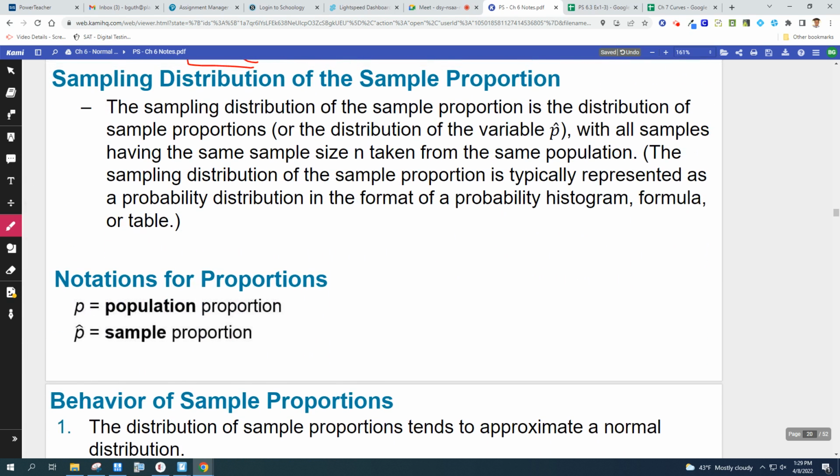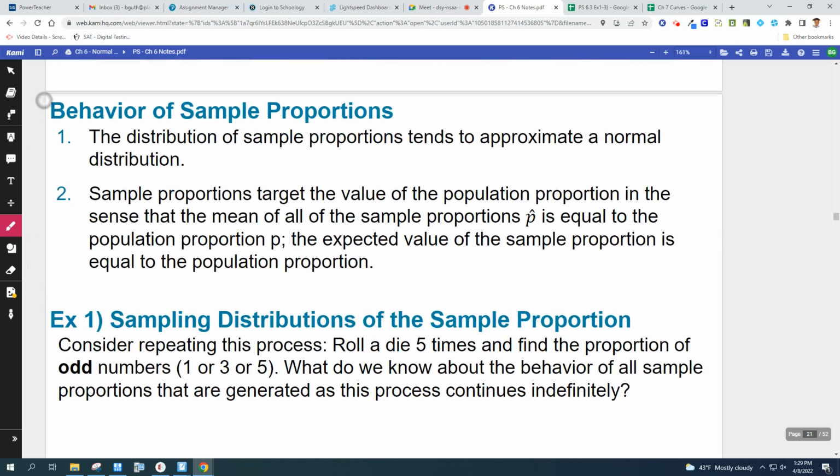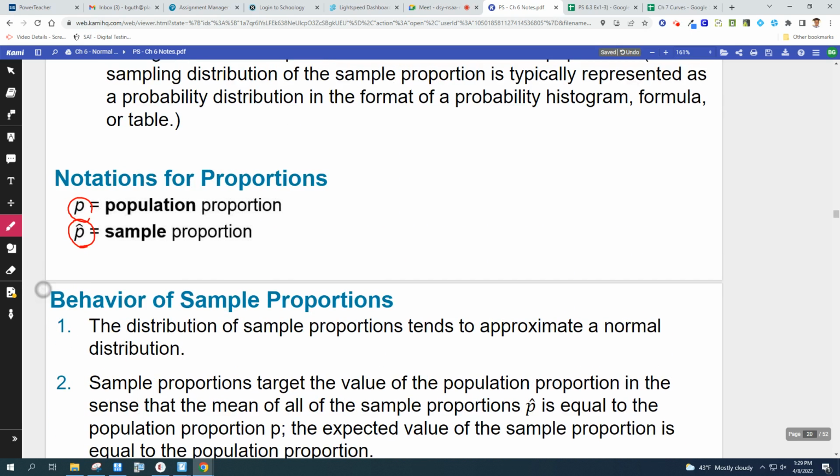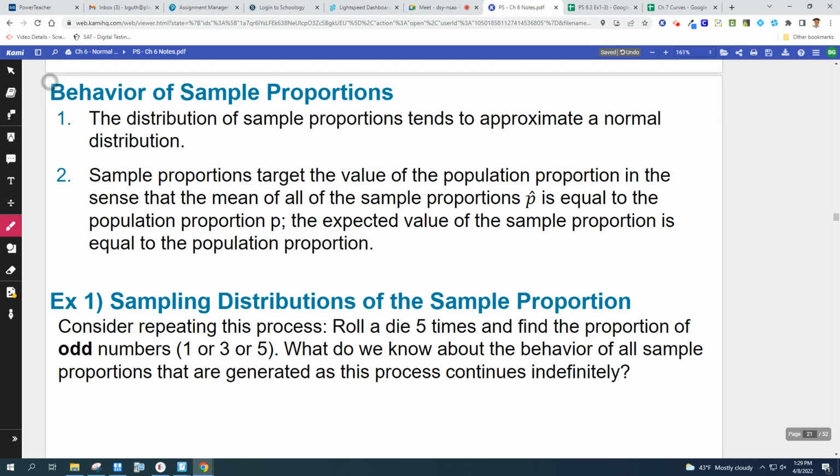Sampling distribution of the sample proportion. The sampling distribution of the sample proportion is the distribution of sample proportions, or the distribution of the variable p hat. With all samples having the same sample size n taken from the same population, the sampling distribution of the sample proportion is typically represented. Okay, there's a distribution, histogram, formula, table. All right, so population proportion, sample proportion, p hat. And again, if you don't know what a proportion is, it's like part of the whole thing.